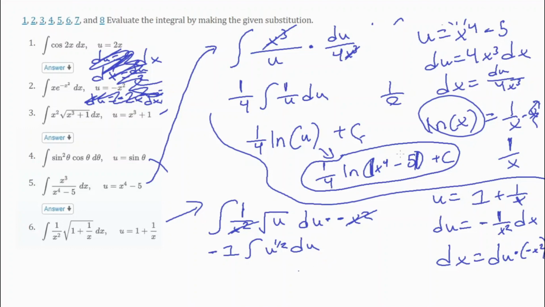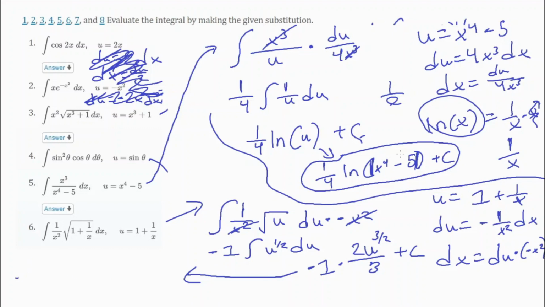So now we just integrate it, find the antiderivative. The antiderivative of u to the negative 1 half power is going to be u to the 3 half power divided by 3 half, which is going to be multiplied by 2 over 3. And that's going to be multiplied by negative 1 and plus c. And let's plug in u and simplify it.